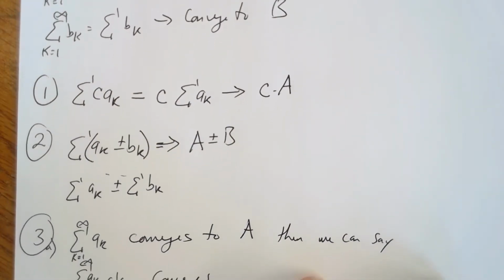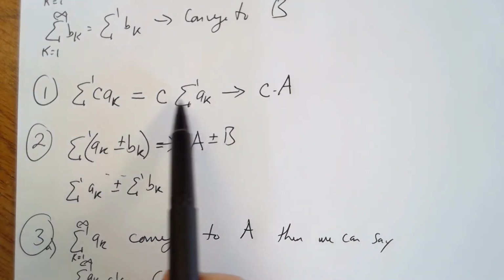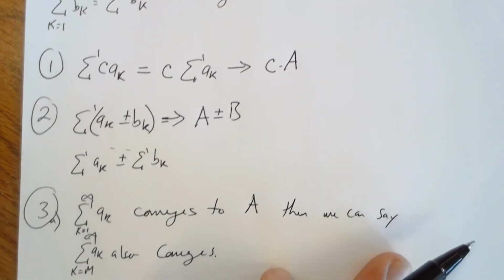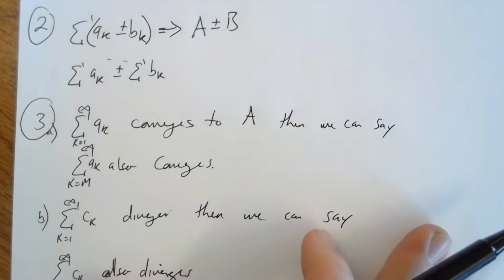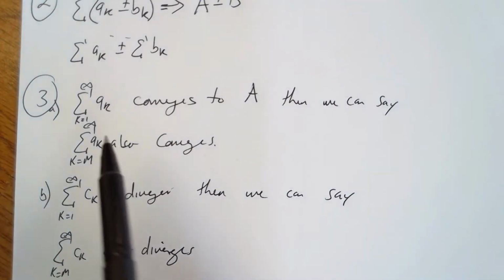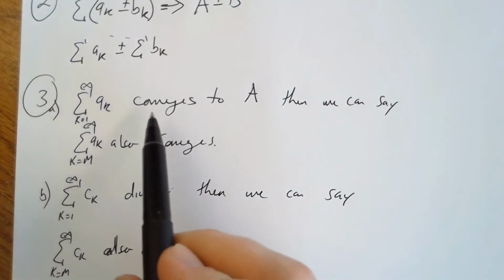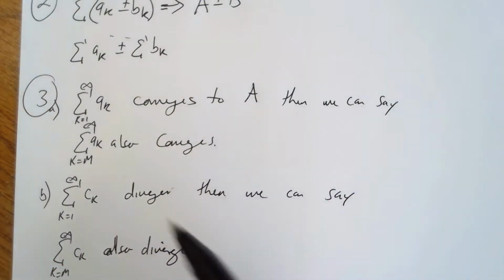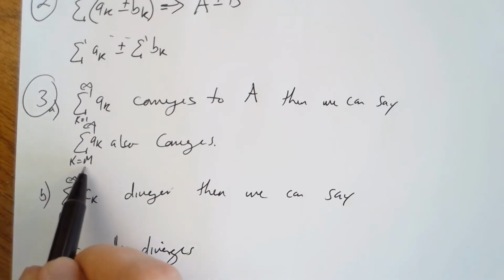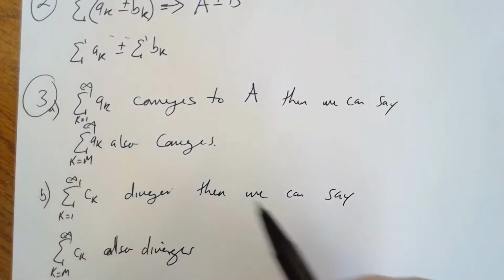The third is more complicated. You'll notice that these first two properties are more logical and mathematical in nature: I can factor out the C, and I can tear apart the summation over addition or subtraction. This one works more in the concept of basic logic and how numerical values and terms work. If I have the series k equals 1 to infinity of a sub k, and I know it converges to A, then we can also say that if I start a finite number of terms down the line, the series of k equals m to infinity of a sub k will also converge.